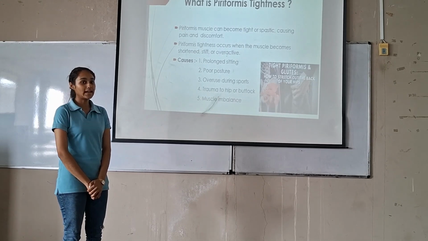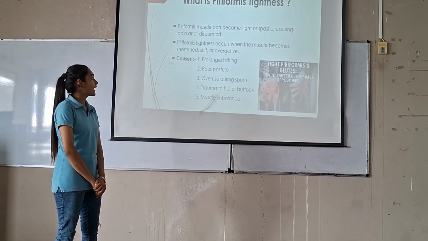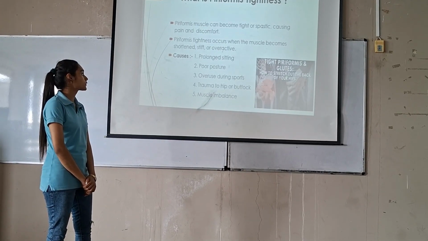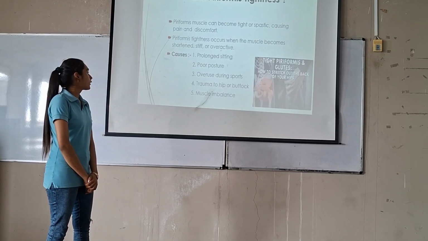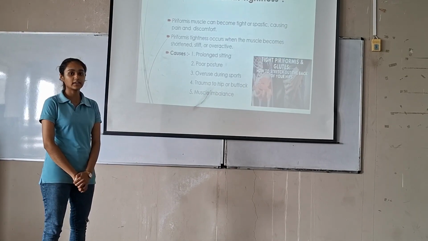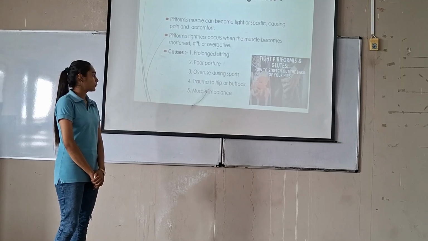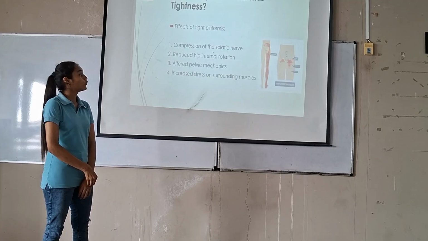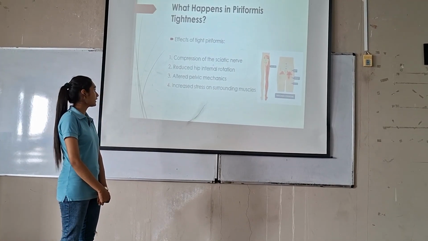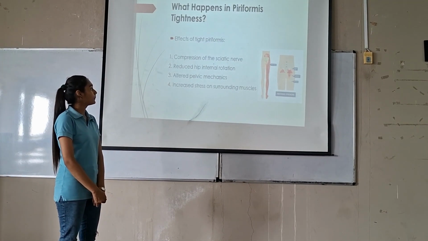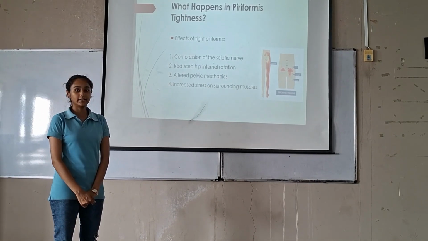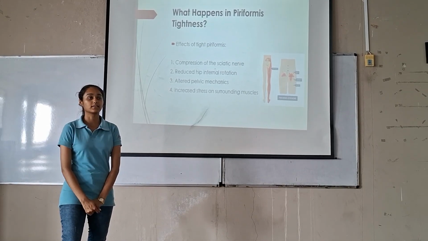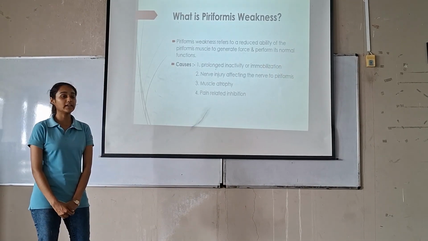Now, what is piriformis tightness? The piriformis muscle can become tight or spastic, causing pain and discomfort. Piriformis tightness occurs when the muscle becomes shortened, stiff, or overactive. Causes of piriformis tightness are prolonged sitting, poor posture, overuse during sports, trauma to the hip or buttock, and muscle imbalance. What happens in piriformis tightness? Effects of a tight piriformis are compression of the sciatic nerve, reduced hip internal rotation, altered pelvic mechanics, and increased stress on surrounding muscles.